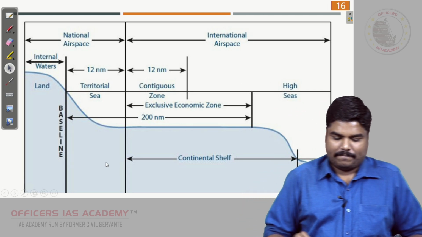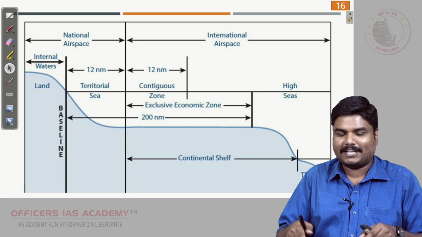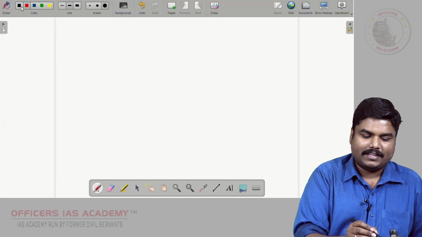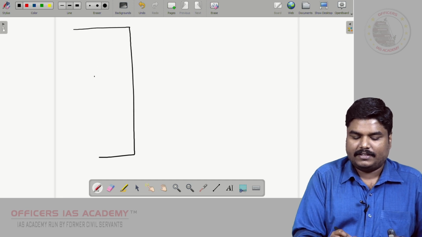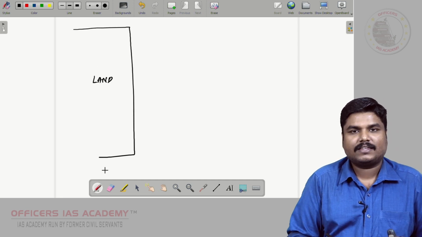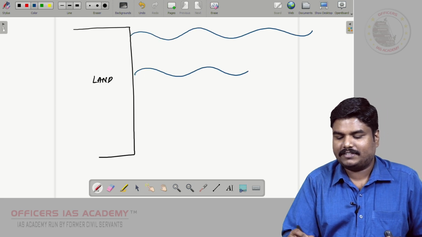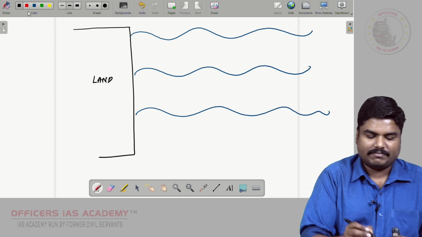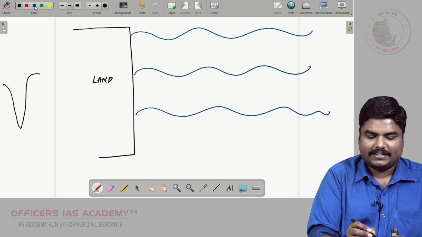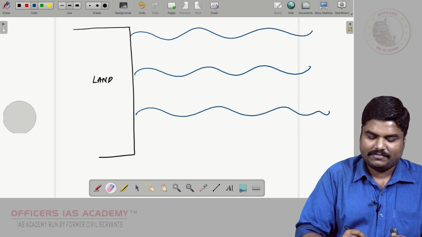Okay, before going into this diagram, first let me draw my own diagram. Let's assume this is land, a coastal state I am taking. Now this is the ocean. Imagine something like this, India. Now we have ocean, right? So this part is called land, which I have given here.